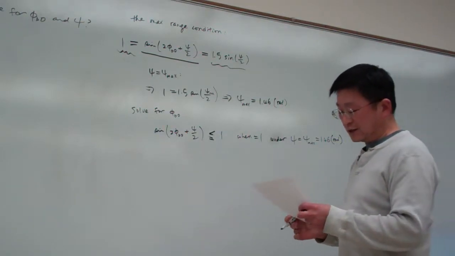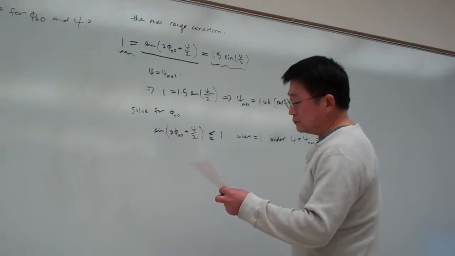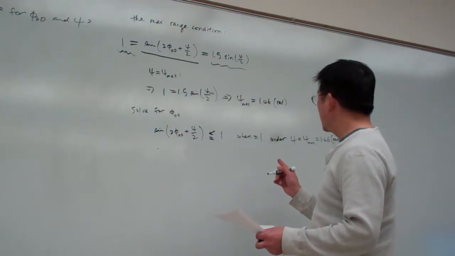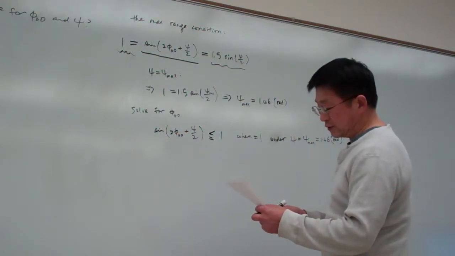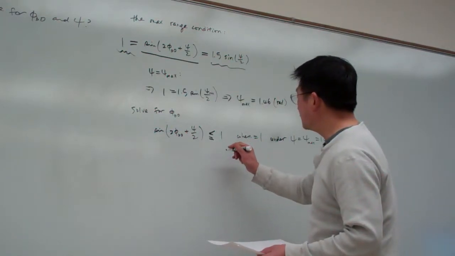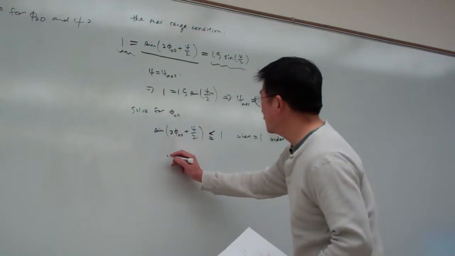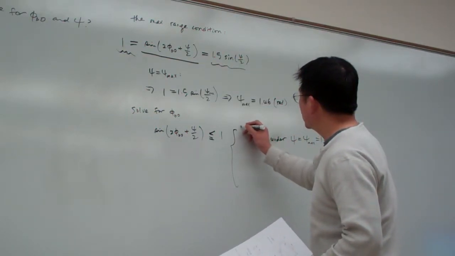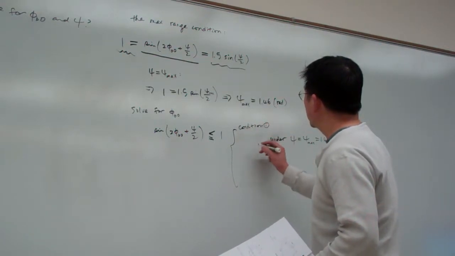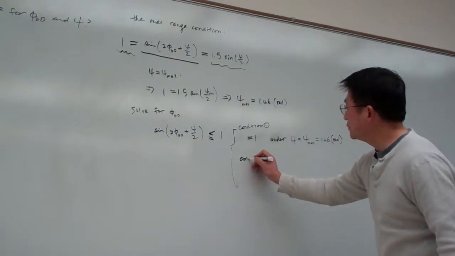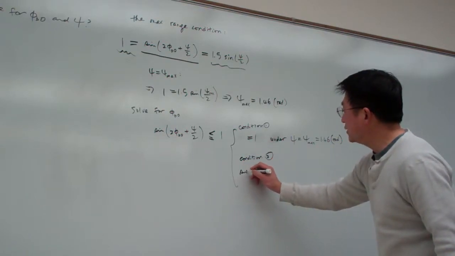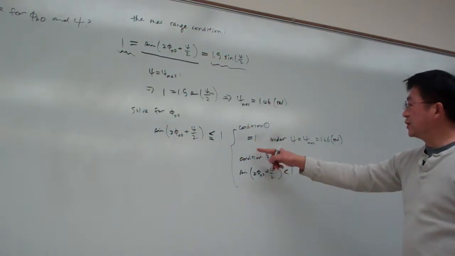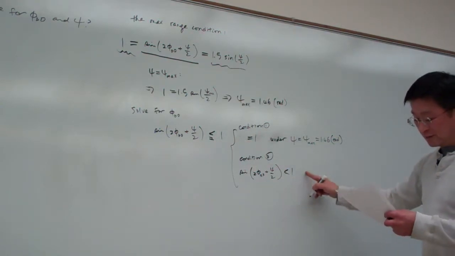So for this case we can split it into two situations here. Condition 1: when it is equal to 1. And condition 2: sine (2VBO plus phi over 2) when the other condition is less than 1. So right now, these two conditions cover the whole possible situation for this one. Then for this case, we see what happens.